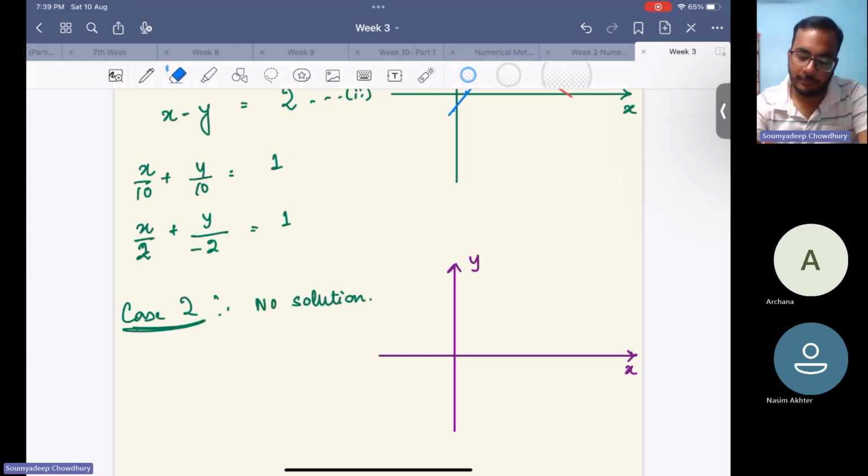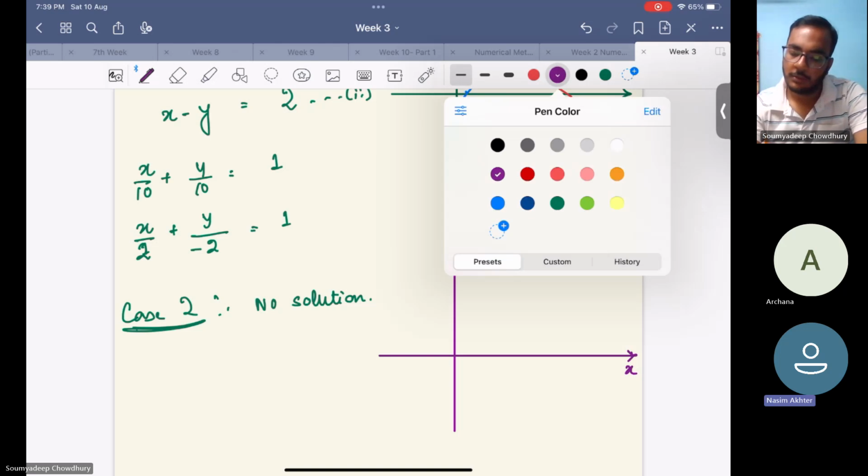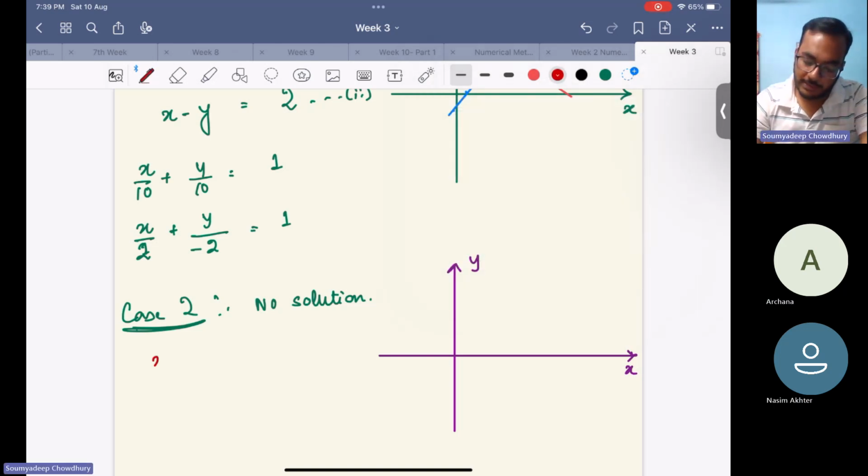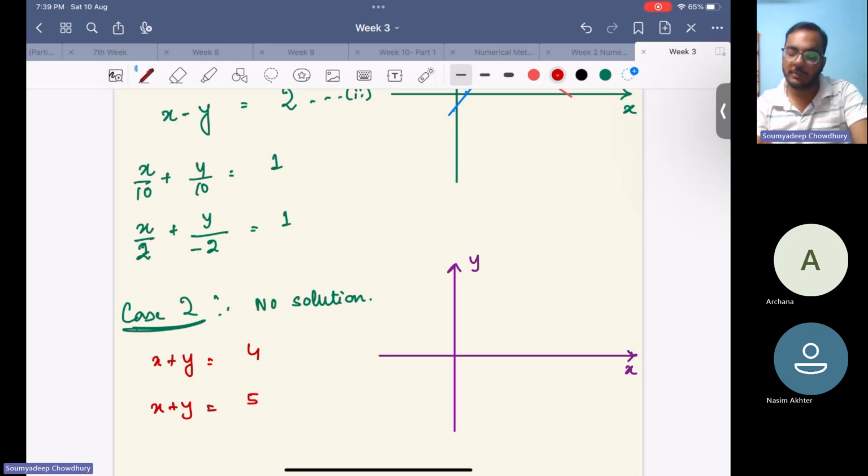So suppose you have x plus y equals to 4, and you have x plus y equals to 5. Do these two equations have any solution? It means you cannot solve these equations, right?